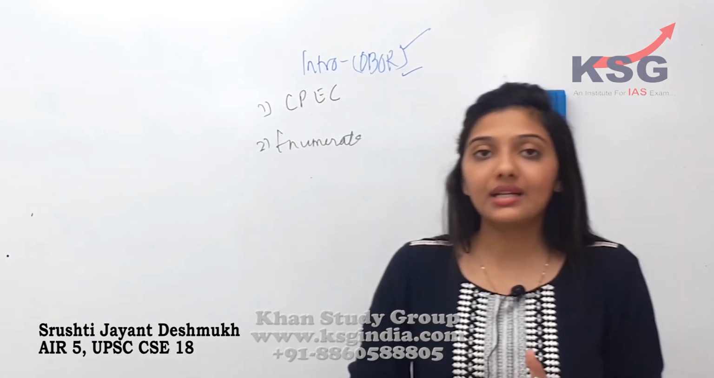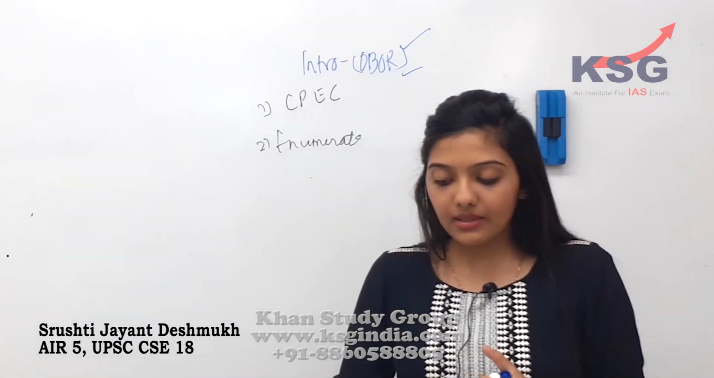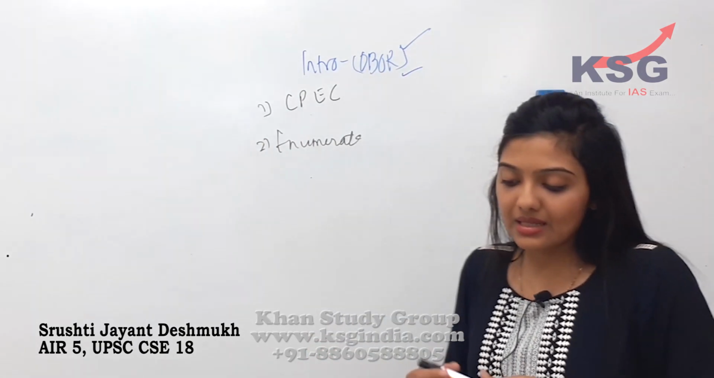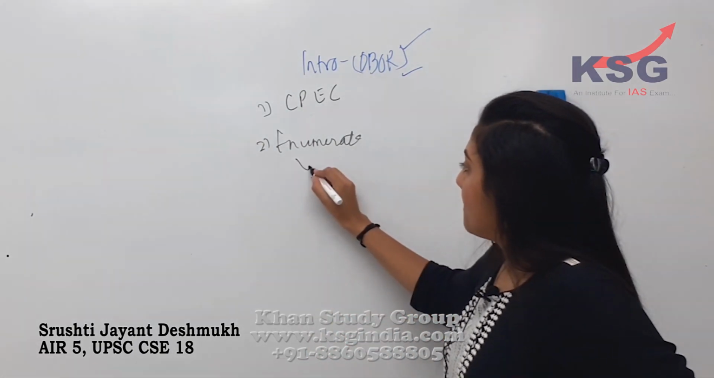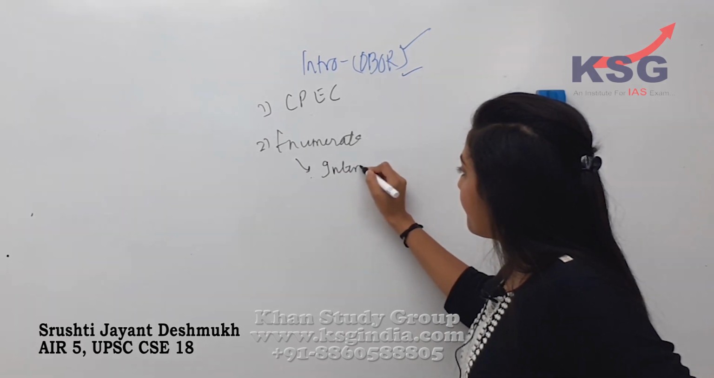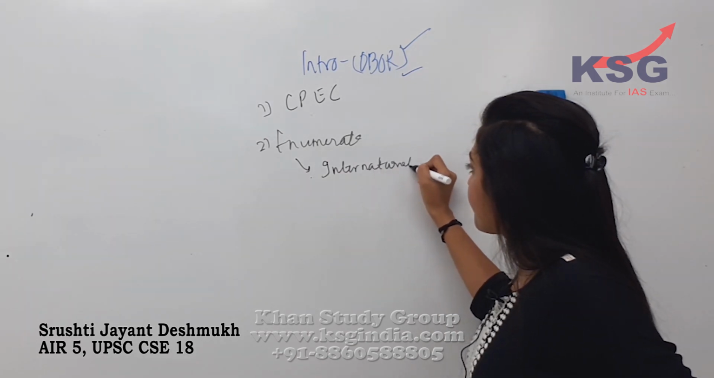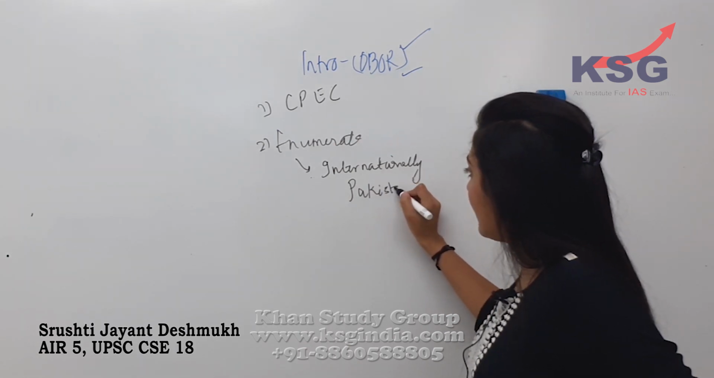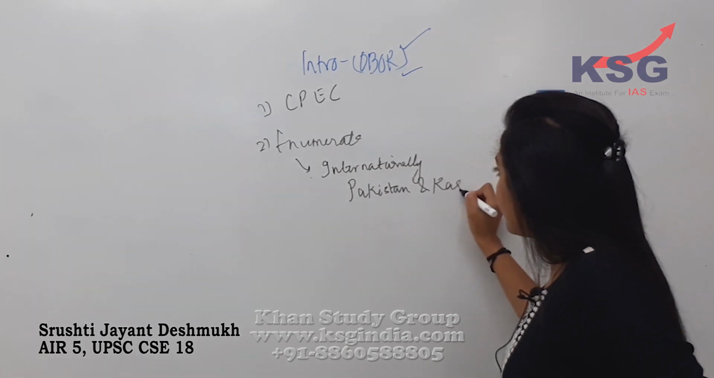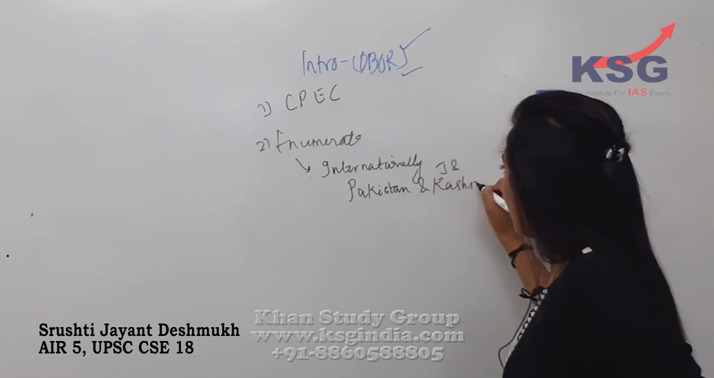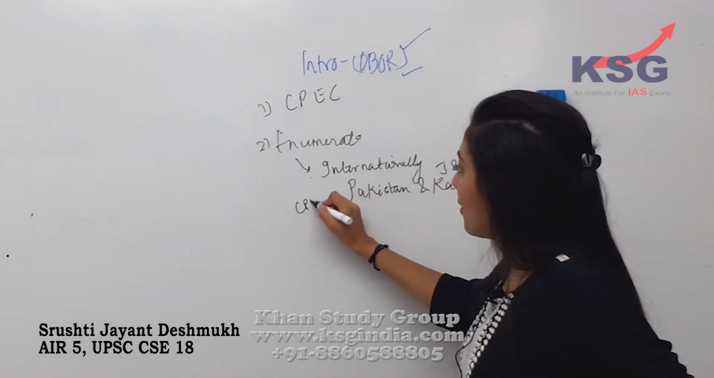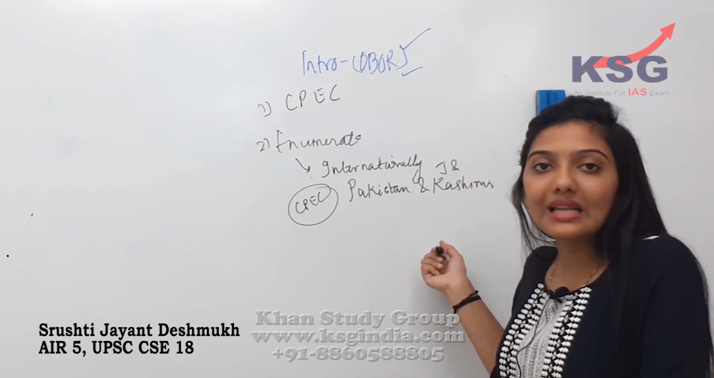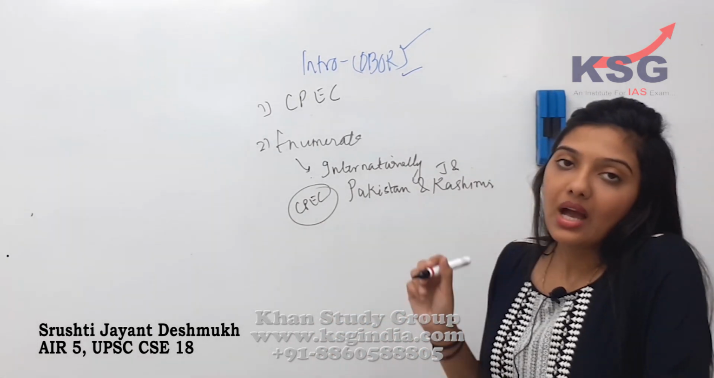Moving on to enumerating the reasons. There I felt I should divide it into multiple perspectives. So I said internationally, enumerating the reasons, I talked about the issue of Pakistan, how the issue of Pakistan and Jammu and Kashmir, how CPEC is also hampering the national integrity and unity of the country.